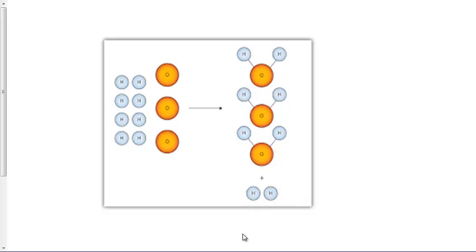This is a case where I have a limiting reagent. A limiting reagent limits how much of what I can make. In this case, which one limited how many waters I could make? The oxygen did, because I ran out of it. Hydrogen here is what we call an excess reagent.